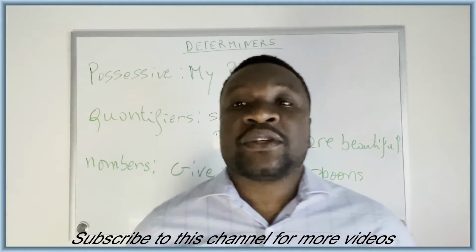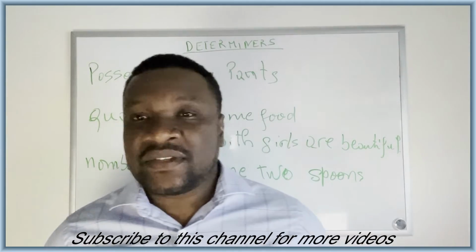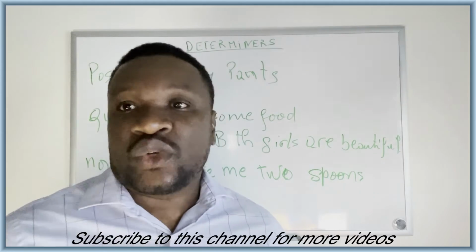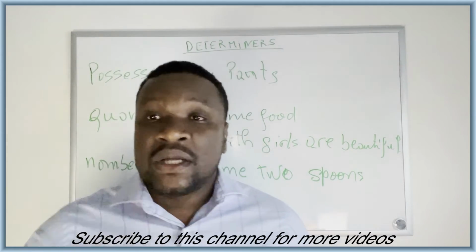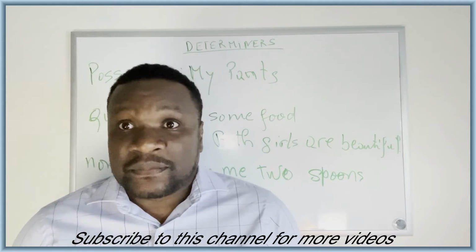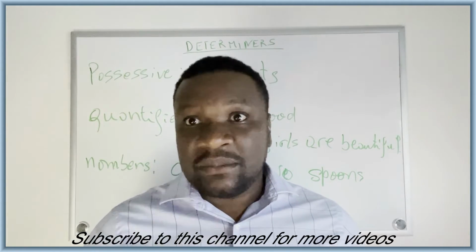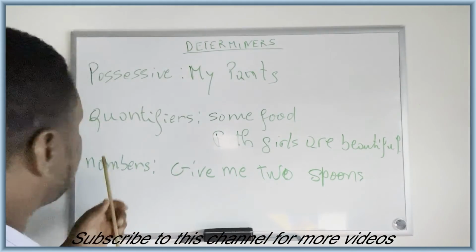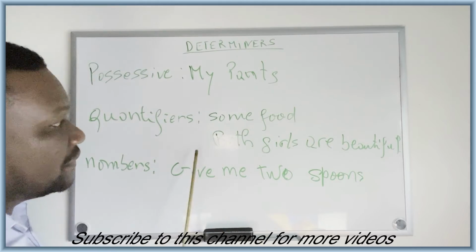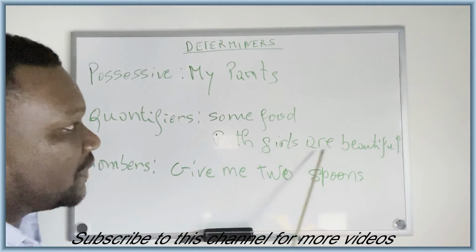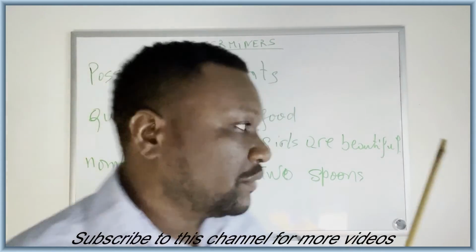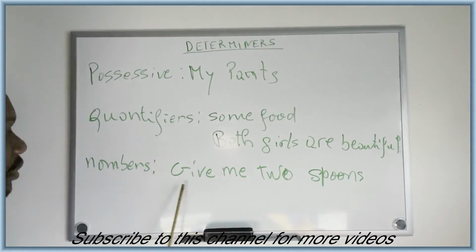Okay, most, few, fewer. So there's a bunch of them. Okay, quantifiers. There's a bunch of them. Some, more, fewer, few, a bunch. You know. So, to name a few. Some food. Give me some food. Both girls, okay, both girls are beautiful. They are beautiful. Both girls are beautiful.